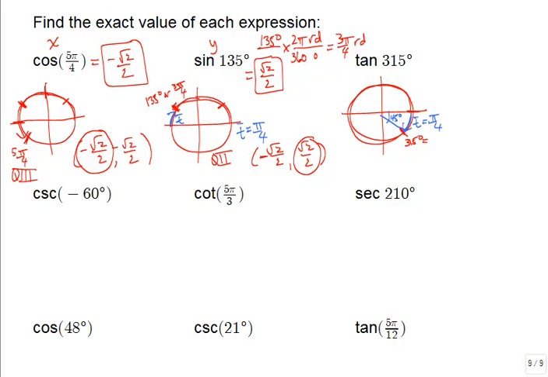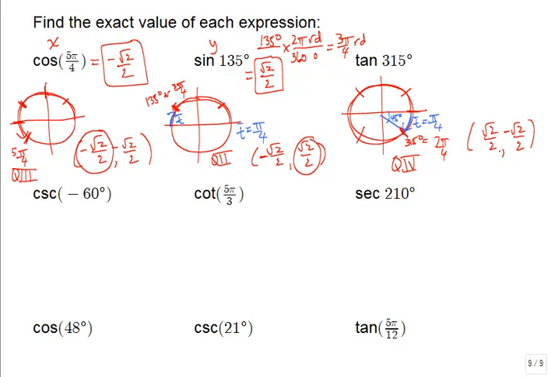If you converted, 315 is the same as 7 pi over 4, because this would be 1, 3, 5, and 7. So no matter how you think about it, you need to know that you're dealing with a pi over 4 angle, so it's root 2 over 2, comma root 2 over 2, and 315 degrees lands you in quadrant 4. So your y value should be negative, your x value should be positive.